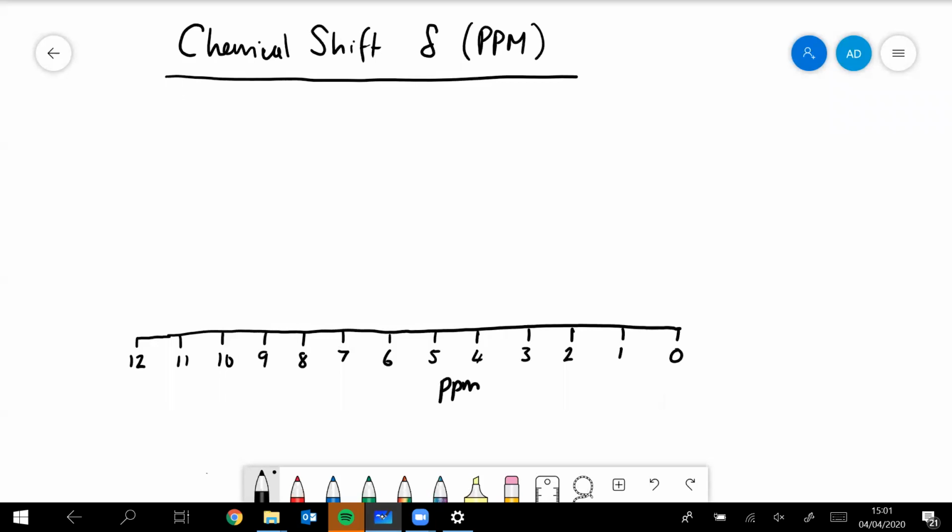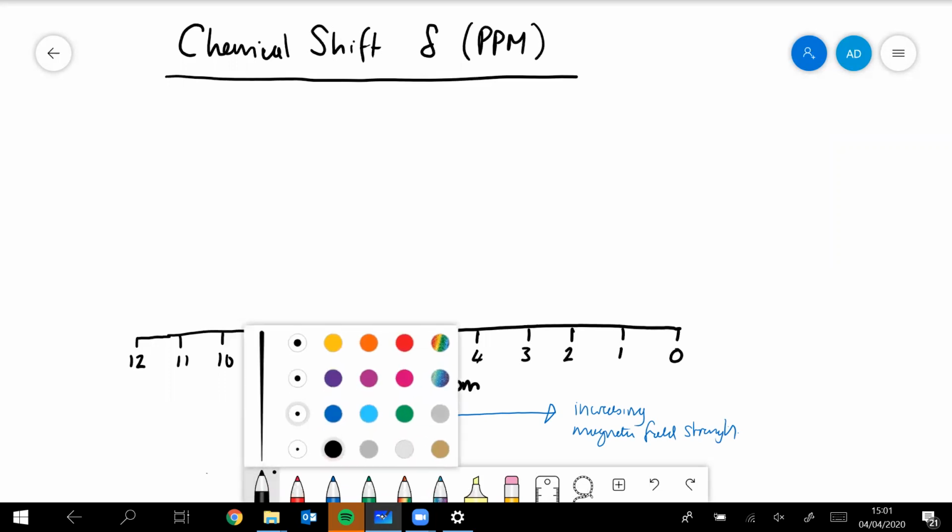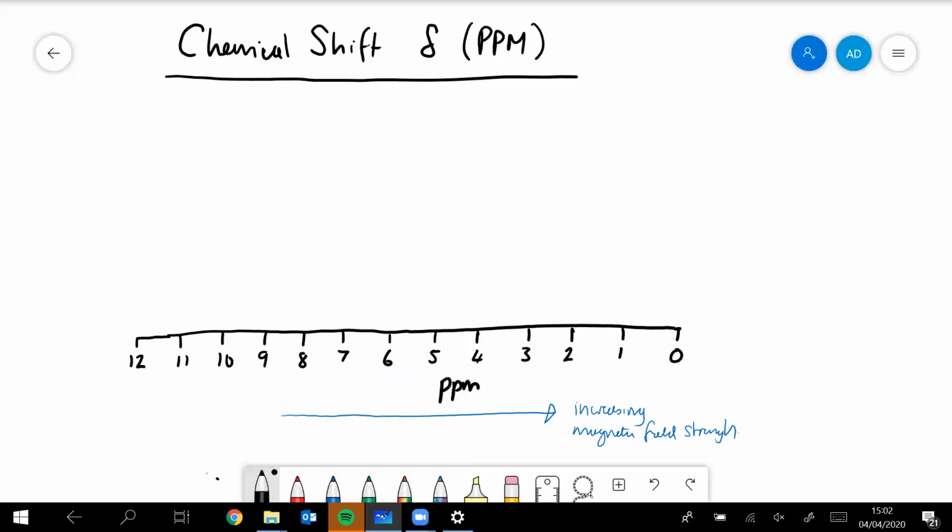So here's our ppm scale, and I've written it down here going from 0 up to 12. And if you remember from near the beginning, I said what we're actually doing as we go along here is increasing the magnetic field strength, the applied magnetic field. So if we've got a peak here, which is about 1, I'll just draw it as a singlet.